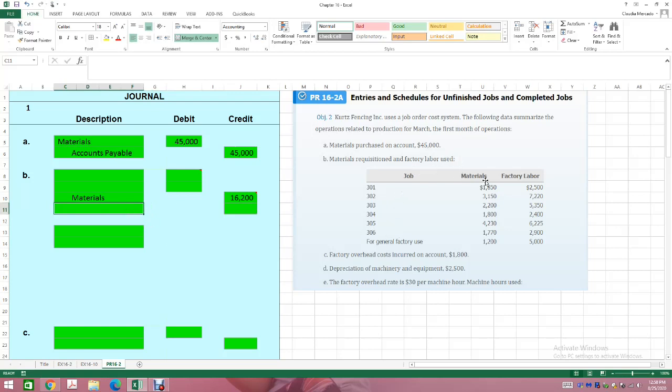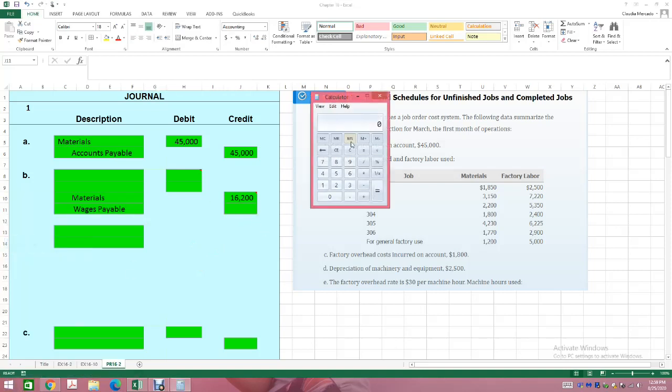Now, I know that I used this labor. I haven't paid my employees yet. I owe my employees money for what they've worked in these specific jobs. So when I owe my employees, I'm going to have wages payable. And it's under a payable because I have not paid my employees yet. I owe them money. So how much money do I owe them for their wages on these jobs? Well, we're going to add it together, and we're looking at factory labor. 2,500 plus 7,220 plus 5,350 plus 2,400, 6,225, 2,900, and 5,000. So we have 31,595 in labor.